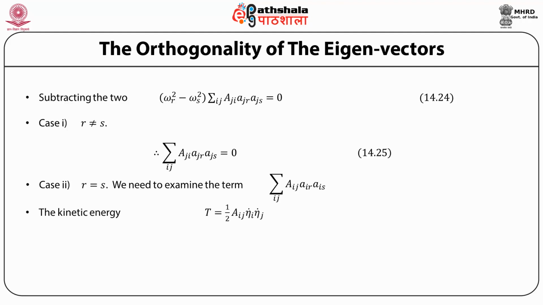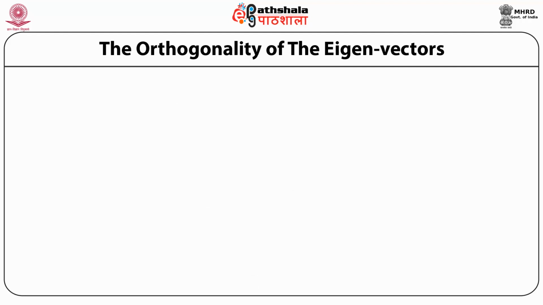Now the kinetic energy term T is half A_ij eta_i dot eta_j dot. Substituting for eta in terms of the amplitudes and the frequency, the kinetic energy term T is equal to omega_r squared sum over i and j of A_ij a_ir a_jr, which is always positive. Therefore, this term, sum over i, j of A_ij a_ir a_jr, is always positive. The sum is positive, so we can normalize it, and we can write that this sum is equal to 1.